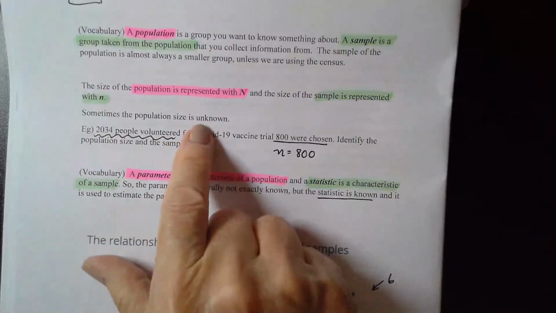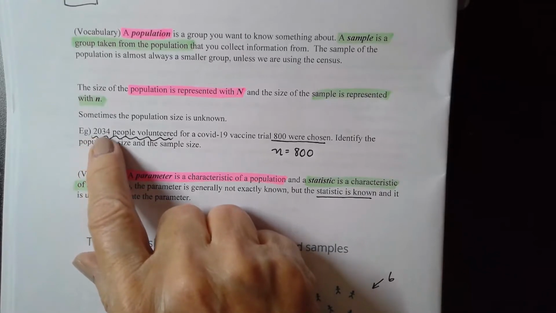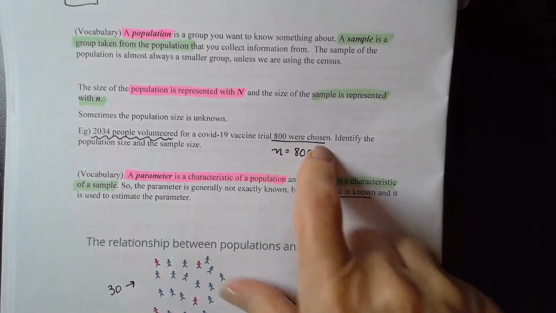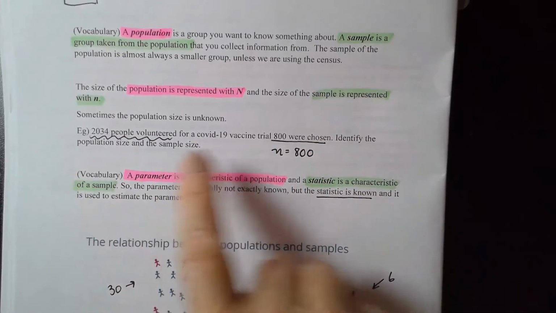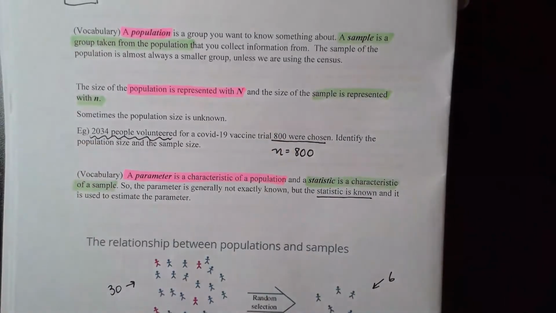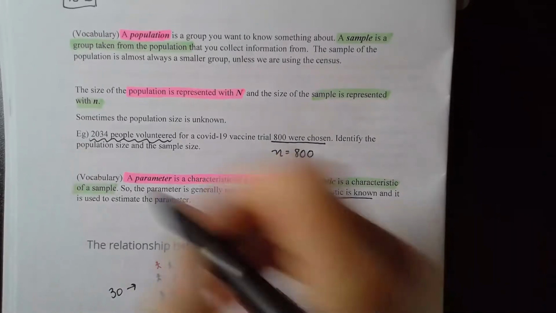Sometimes the population size is unknown. So in this example, 2,034 people volunteered for a COVID-19 vaccine trial, and 800 were chosen. So identify the population size and the sample size. Well, that's definitely the sample size, but the population is not just people who volunteered. The population could be much bigger than that. Just because they volunteered doesn't mean that that's the whole population that we're studying. So for this one, N is unknown.